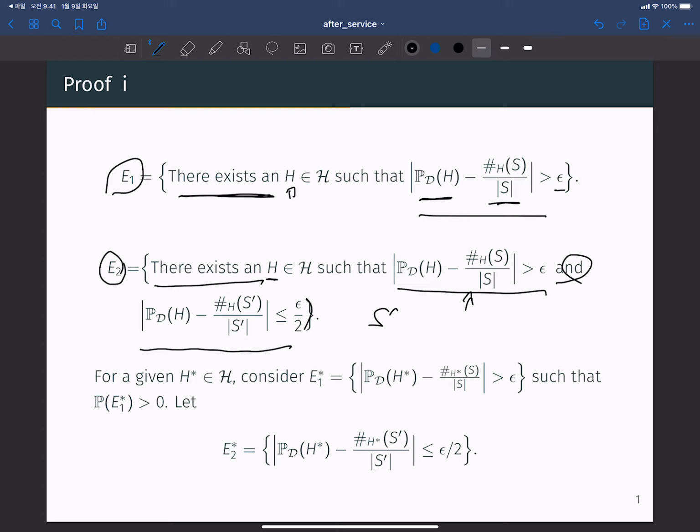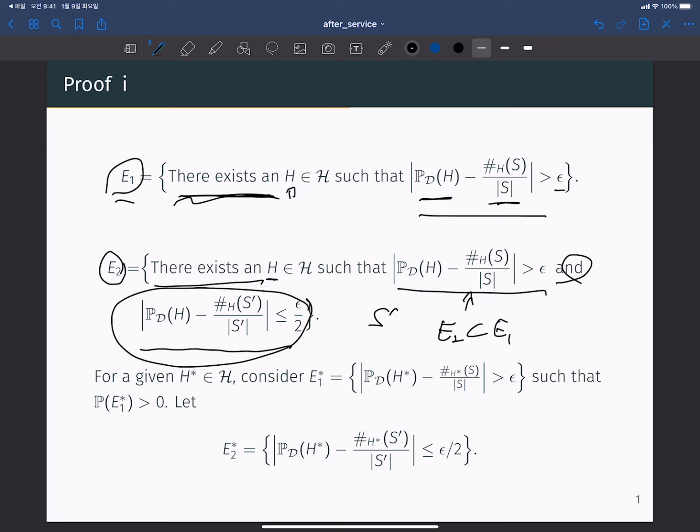Since there is one additional condition compared to E1, E2 is a more restricted case, so E2 is a subset of E1. So when E2 holds, then E1 is also true. And the key point of E1 and E2 is "there exists". That is the difference between E1 and E1 star, and E2 and E2 star.